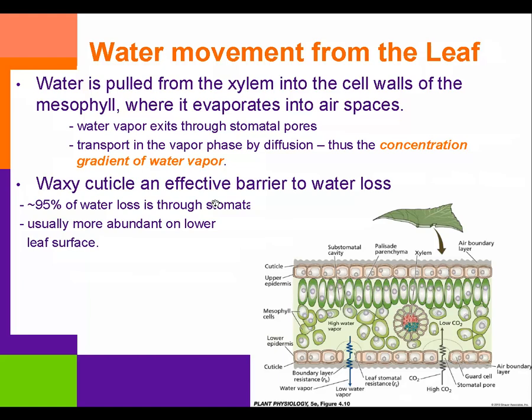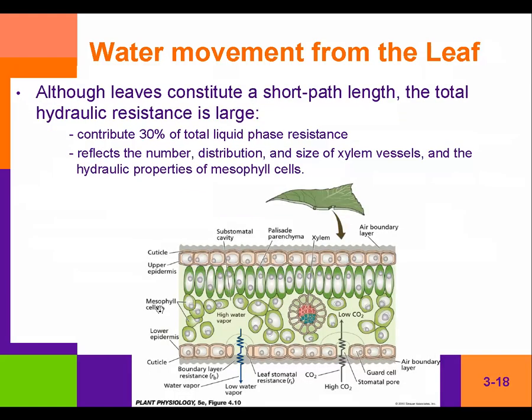And so instead of having a water potential difference, we actually have a water vapor gradient. So we've got high water vapor concentration inside the leaf and low water vapor concentration outside the leaf. And that's what drives water movement through the stomata, this final movement. This is a really short path length, and water moves through it very, very quickly.